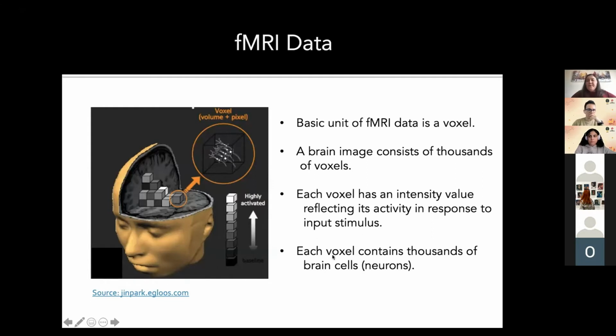And each voxel here, this is important, contains thousands of brain cells, meaning neurons. So we are not actually recording from a single neuron or anything like that. So a single voxel can have thousands of neurons.